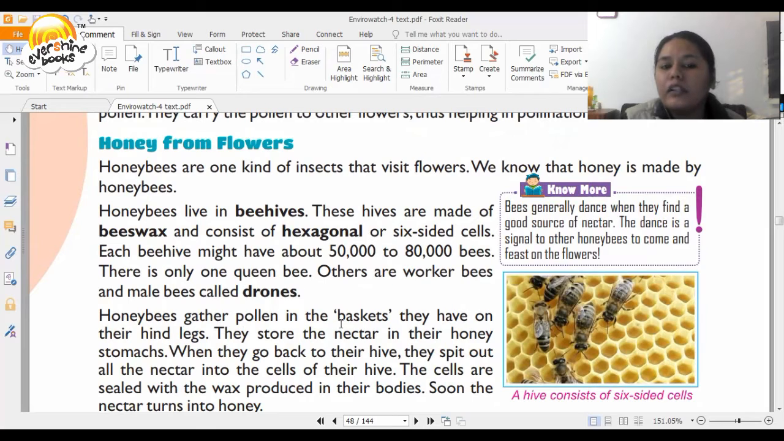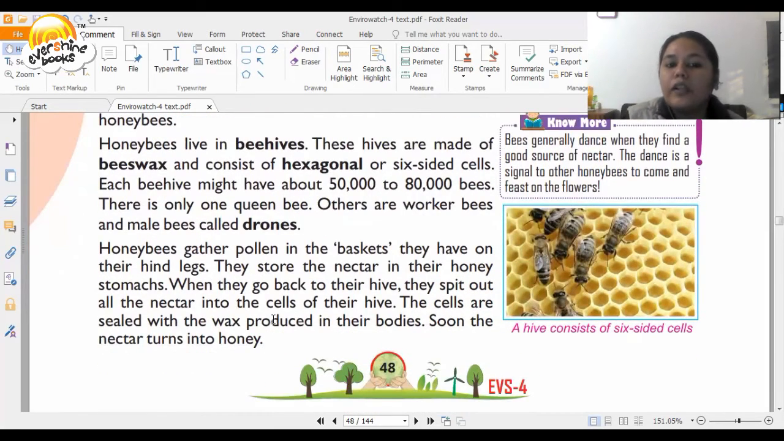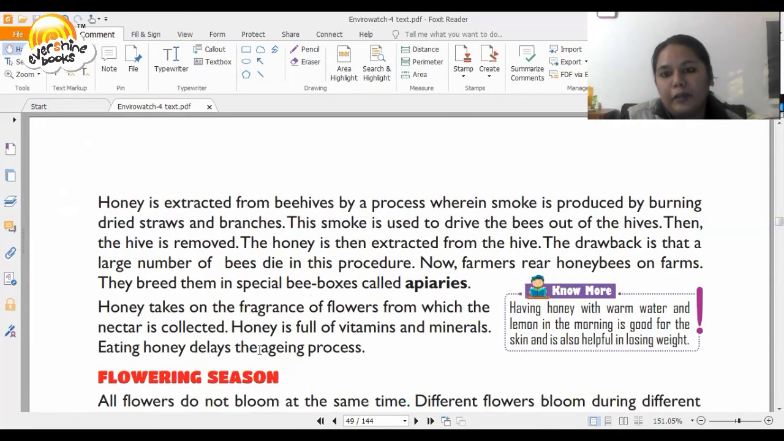Honeybees gather pollen in the baskets they have on their hind legs, on their legs like this. They store the nectar in their honey stomachs. When they go back to their hive, they spit out all the nectar into the cells of their hive. The cells are sealed with the wax produced in their bodies. Soon the nectar turns into honey.